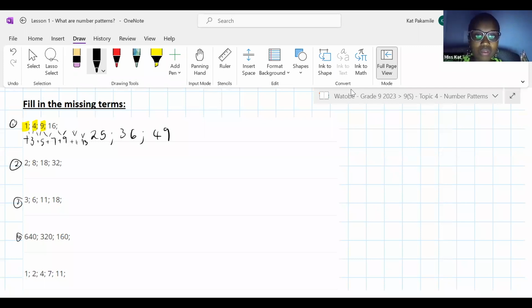Who's doing the second one with me? No hands are up. Hi, bookers. There are no hands up. I can't believe this. There we go. Hi, Minenhle. Hi, ma'am. Do you see some sort of pattern there? Yes, ma'am. Okay, let's hear what pattern you see.